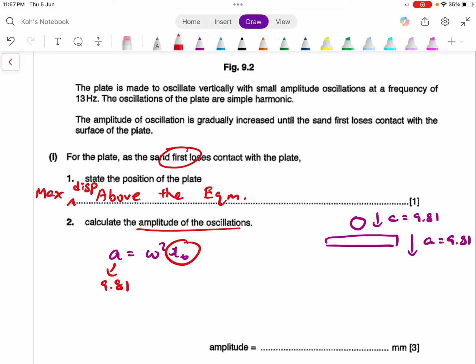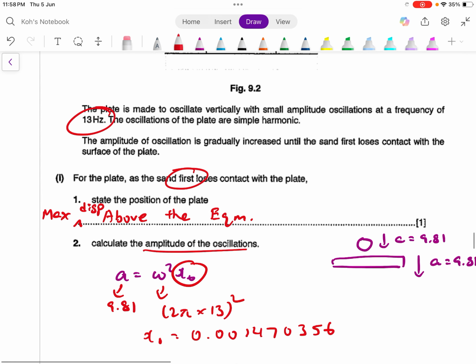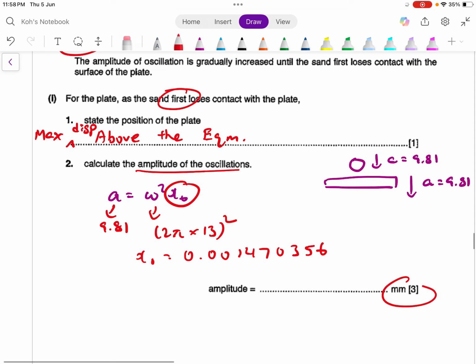So the acceleration will be 9.81, and of course I want to determine x0, which is the amplitude. My omega squared is (2 pi f) squared, and our f is 13 Hz. So my x0 is about 9.81 divided by (2 pi times 13) squared. It's about, give or take, 0.001470356 meter. This one is in meters, but the unit asked for is mm, so it's about 1.47 mm. So the amplitude should be 1.47 mm.